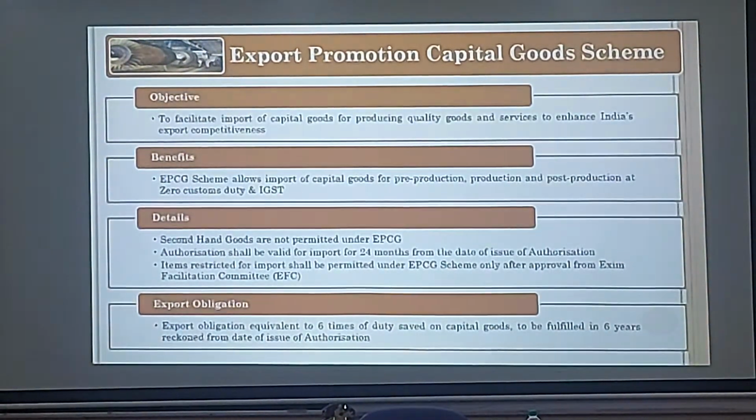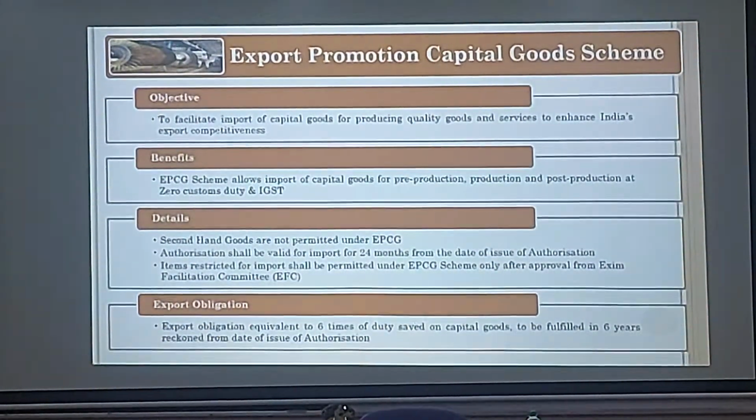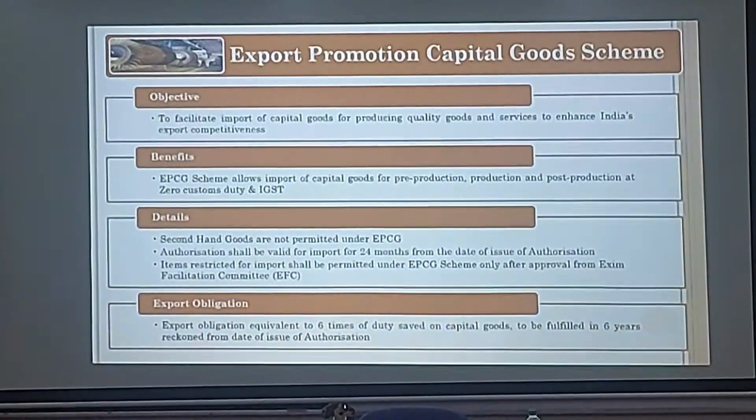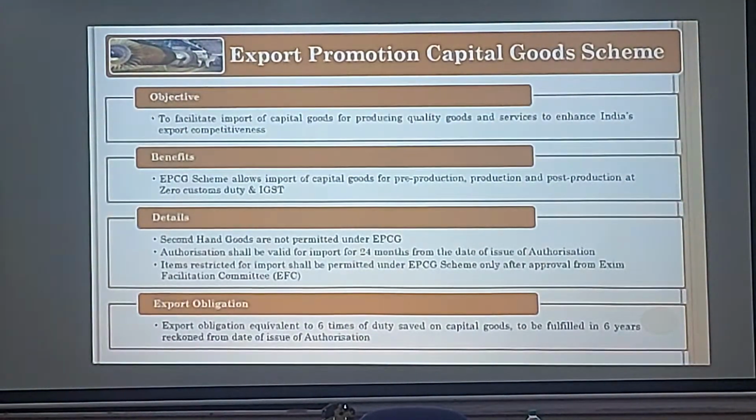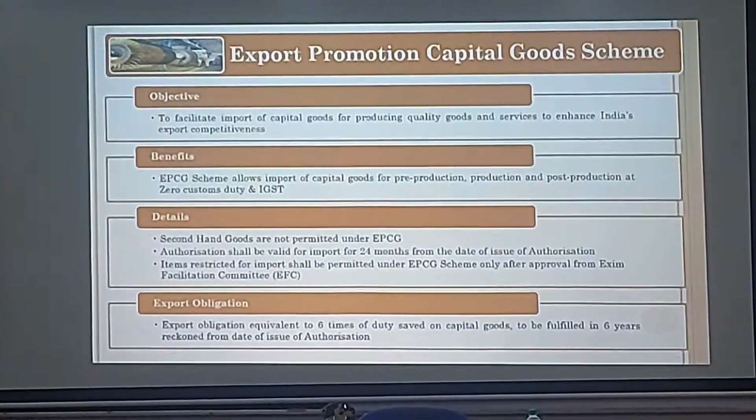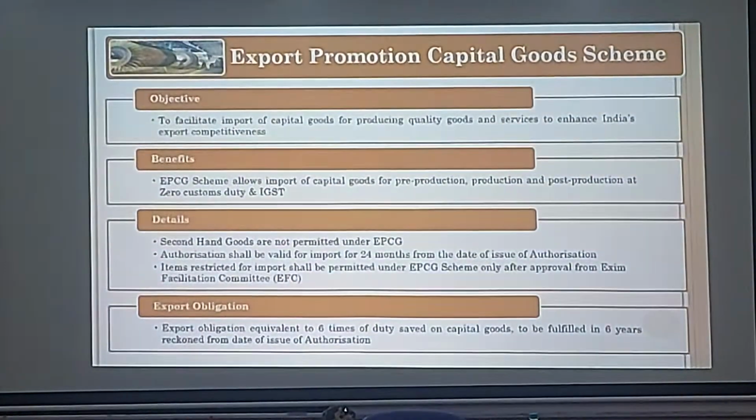You come to us, you ask for invalidation, we will issue an invalidation letter. Everything will remain the same, but that importing thing will not be there. You can source the machine from the domestic market. But the conditionality is that the export obligation period will remain. It is 6 years. For agriculture products it is 12 years, for certain products it is 8 years.